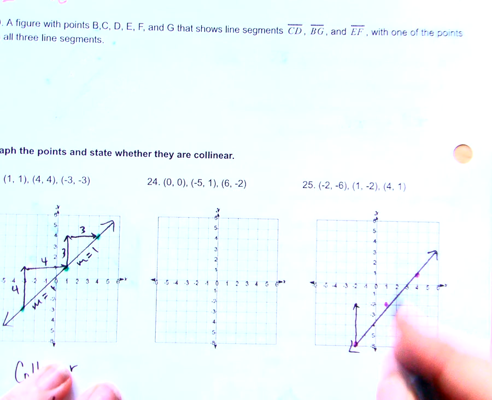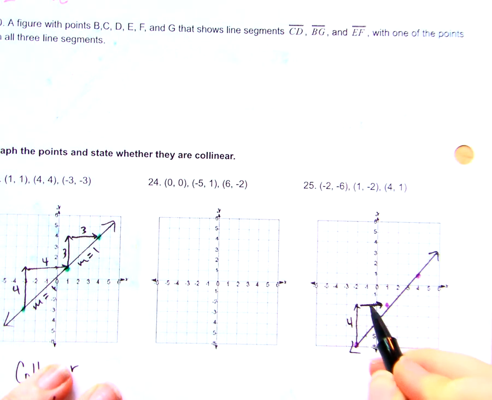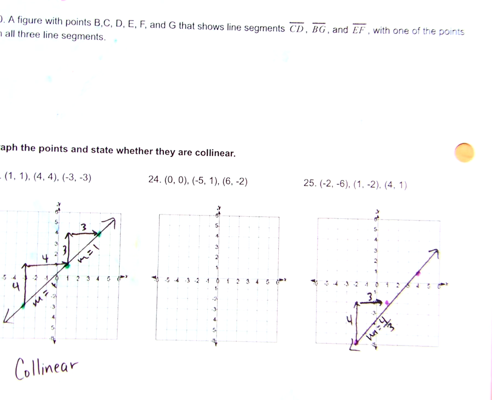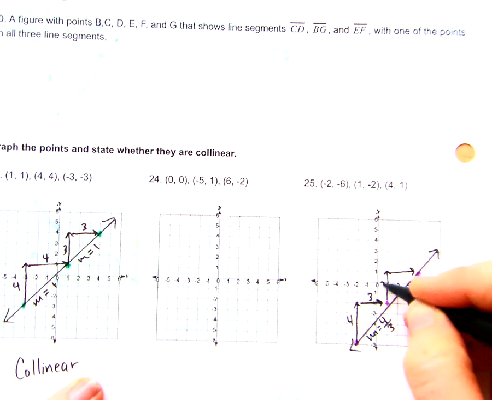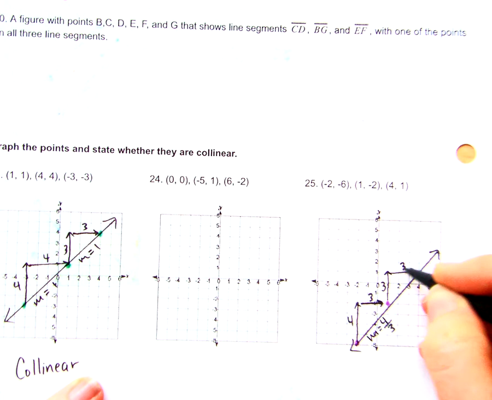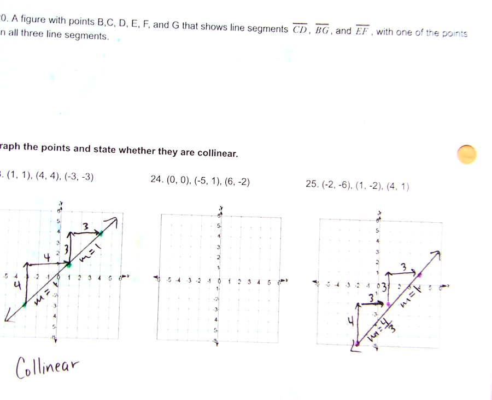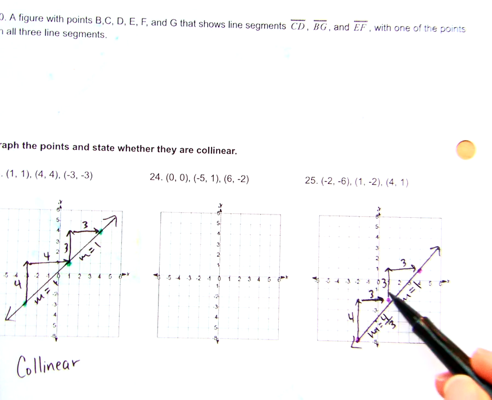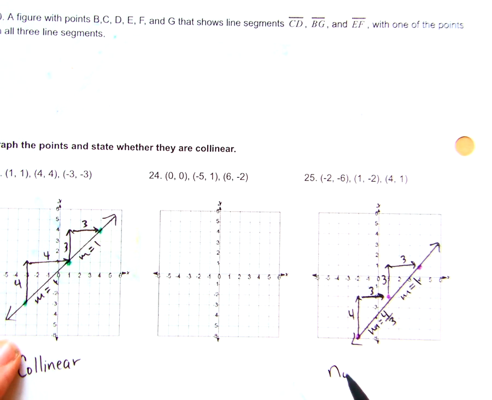Okay, so we're going to do rise over run. So 1, 2, 3, 4. 1, 2, 3. So my slope here is rise over run, 4/3. And then again, I go from point to point. I rise 1, 2, 3. I run 1, 2, 3. 3 divided by 3 is 1. So my slope is 1. Because they don't have the same slope, and you can kind of see it when you draw the picture, because there's not the same slope from point to point, they're not on the same line, so they are not collinear.